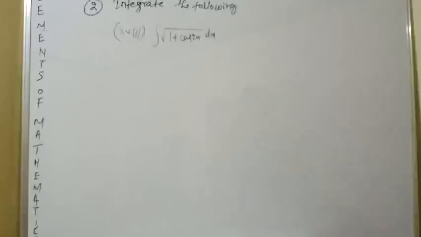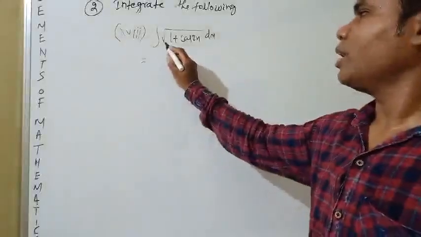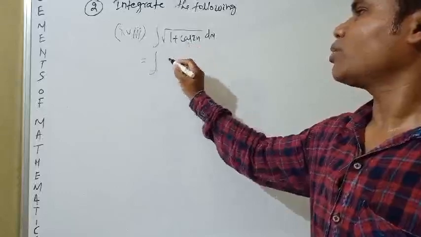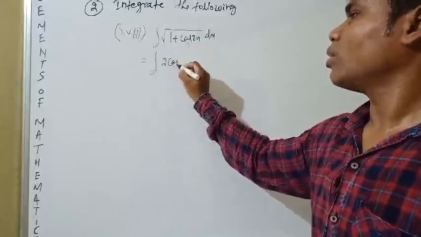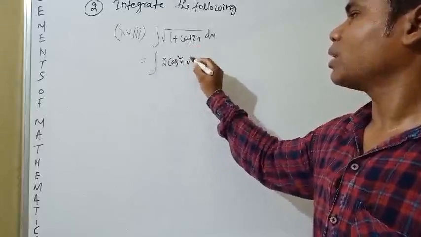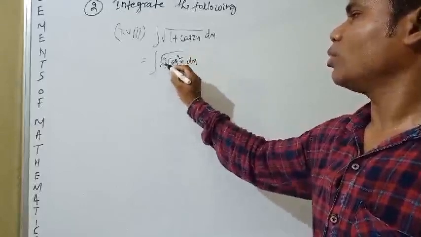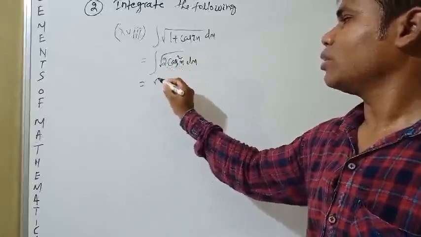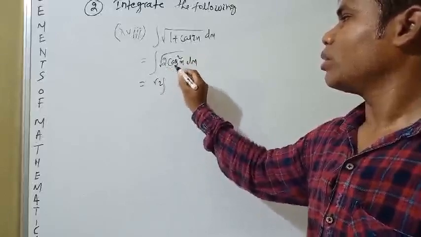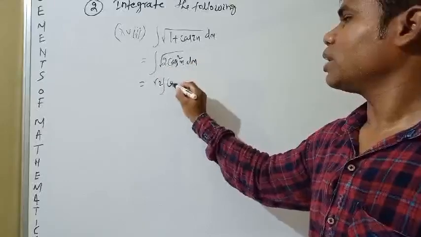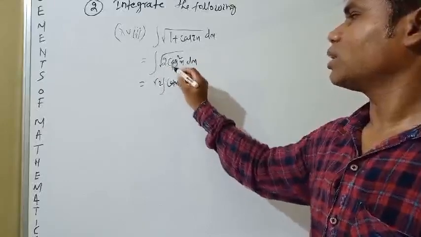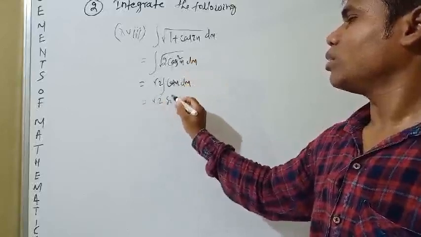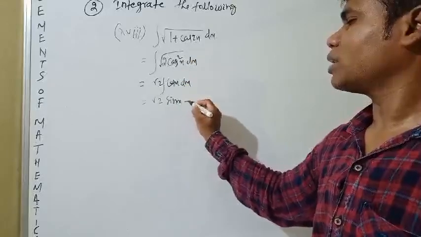You see the next problem, integration of root over 1 plus cos 2x dx. You see 1 plus cos 2x is equal to 2 cos square x dx. This is root over 2 cos square x dx, is equal to, you see root 2 cos square x, that is cos x dx, root given, so this is root 2 cos x dx, is equal to root 2 integration of cos x, that is sin x plus c.